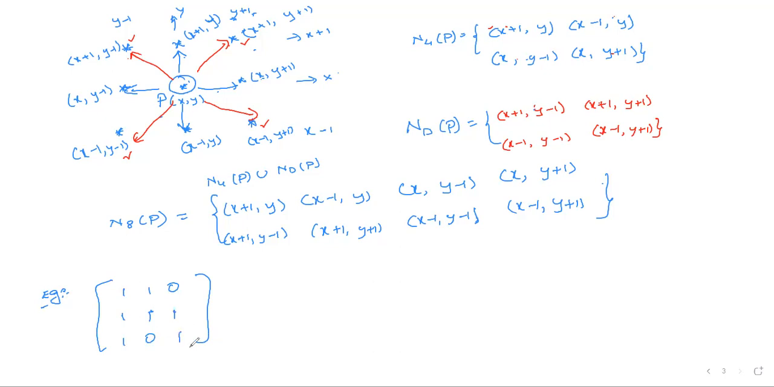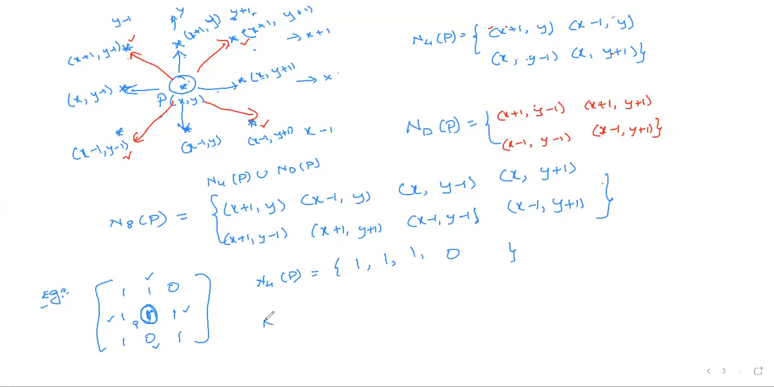110111101. Okay, I am taking it like this. I am taking this one as P. Then N4 of P is equal to what? N4 of P: horizontal and vertical. This one, this one, this one, this one. So 1 comma 1 comma 1 comma 0. These are N4 of P.